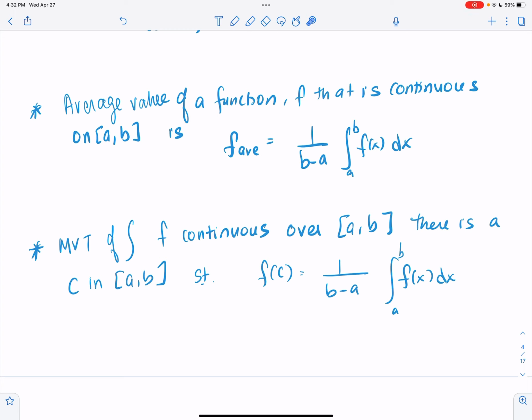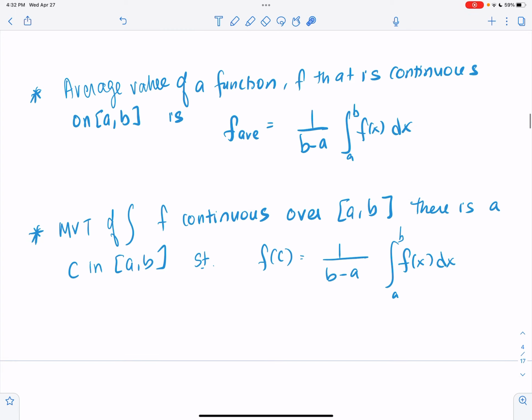All right, and the mean value theorem of integration, this is not the mean value theorem, it's a mean value theorem of integration. I just got a little lazy and I put the integral sign instead of writing it out. It says that if you have a function continuous on a closed interval, and you look at the average value, there must be a point in the interval where f of c equals that average value. Okay? So that's the mean value theorem of integration.